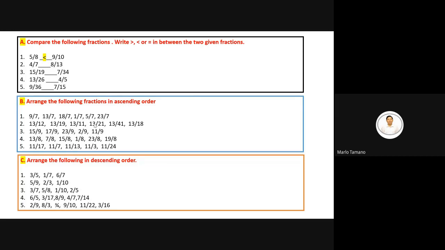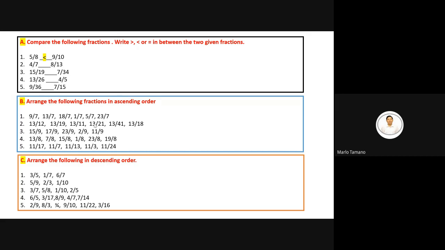Okay, so number 2. Did you answer number 2? What is the answer? 18/7, 13/7, 9/7, 5/7, 1/7. Maybe you reversed it. Is that ascending order?